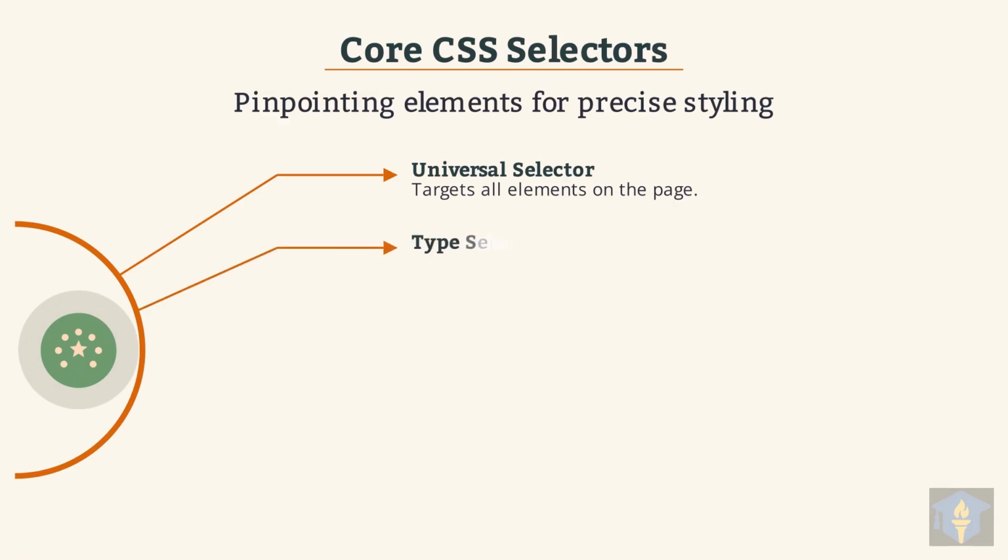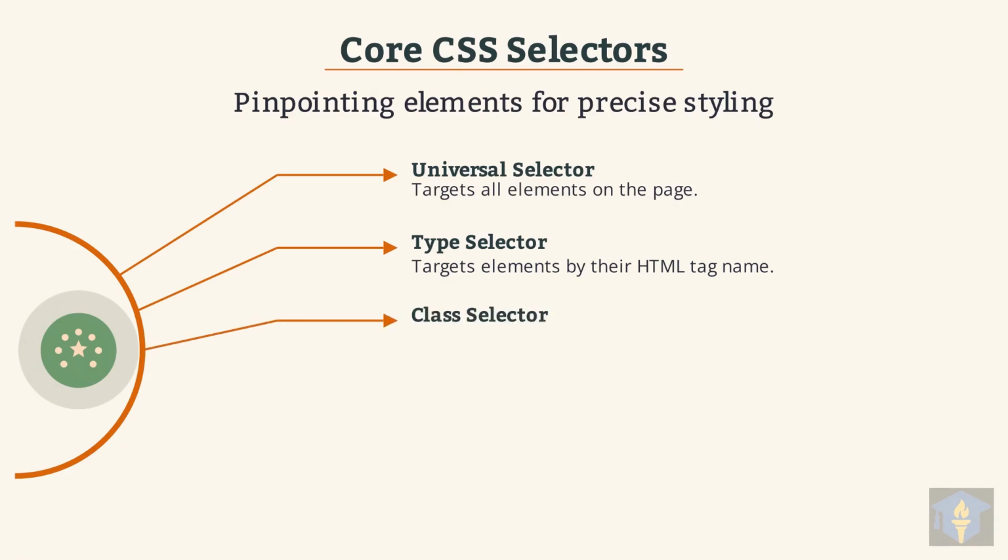Next, the type selector targets elements based on their HTML tag name, like P for paragraphs. It allows you to style all elements of a specific type, such as all H1 headings. The class selector targets elements that share a specific class attribute, identified by a dot. This is great for applying the same style to multiple elements across your website, regardless of their type.